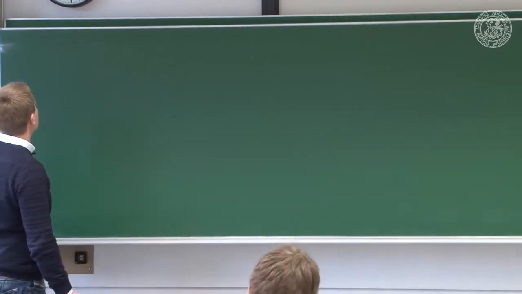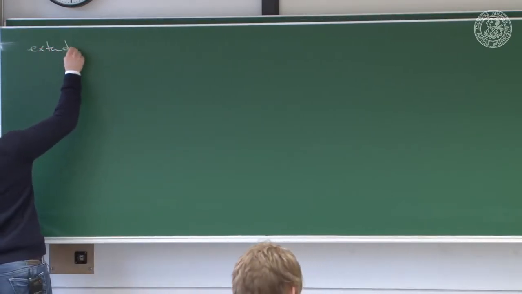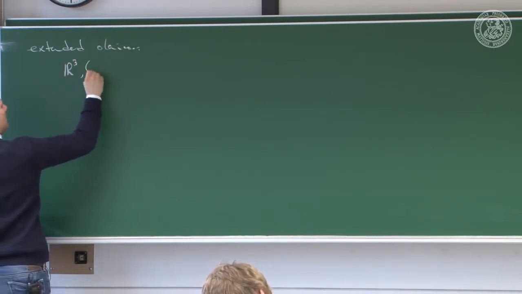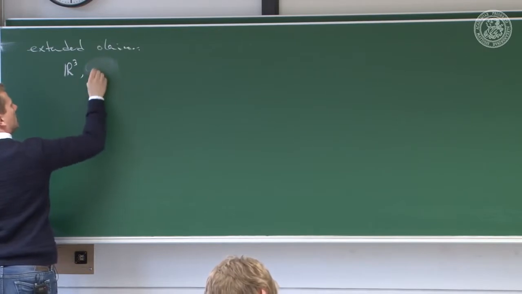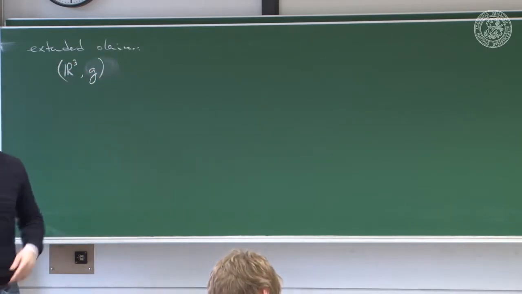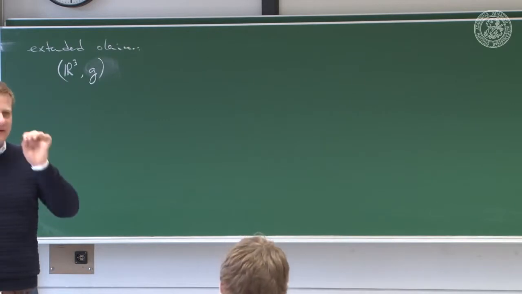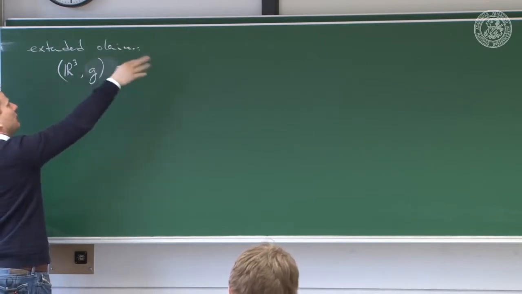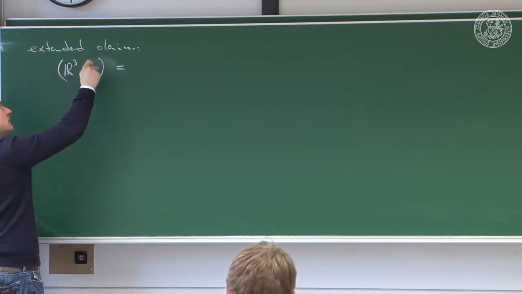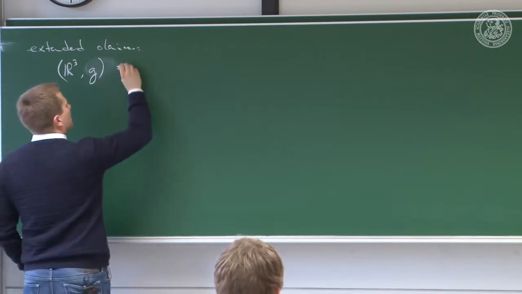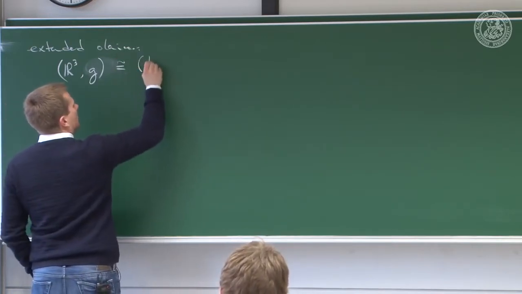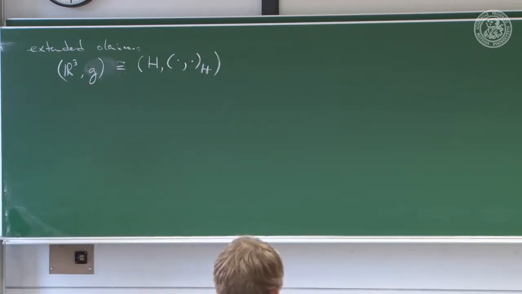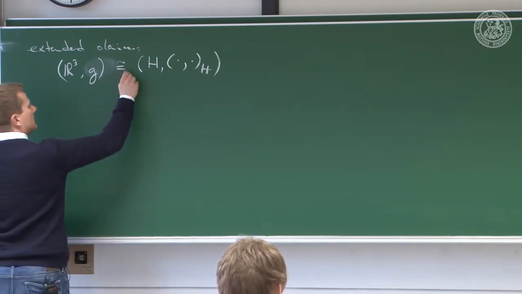So now I made an extended statement. The extended claim is that if I now equip R3 with its standard inner product, which all the time I called small g, but it's just at one point an inner product on this, it's not a metric field over a manifold R3, it's just an inner product on this vector space, okay? I claimed that this as vector spaces has the same structure as H with an appropriately defined inner product on there. What does that mean as inner product spaces?